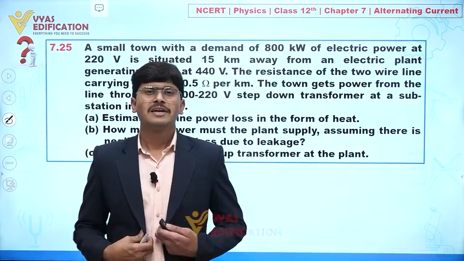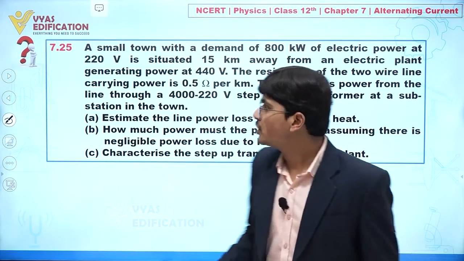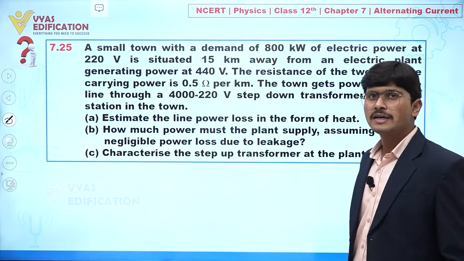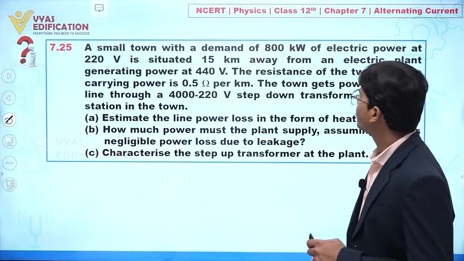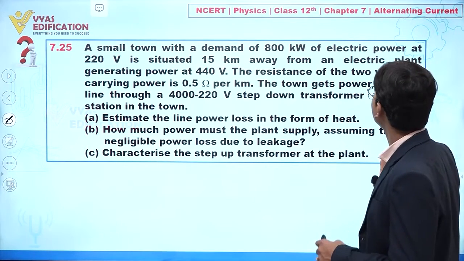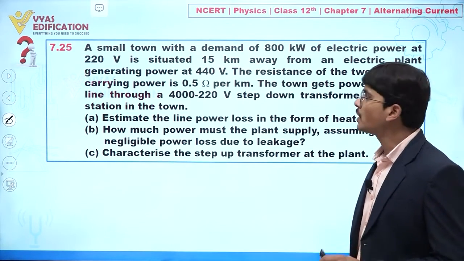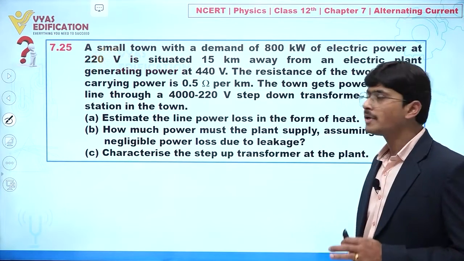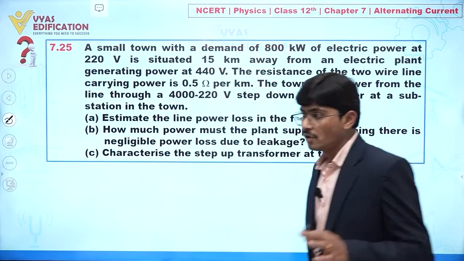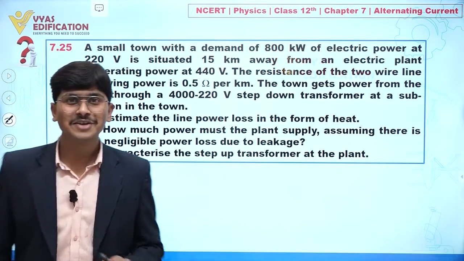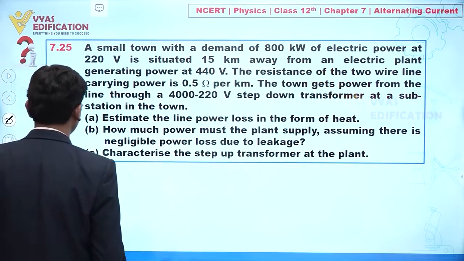Now students, we are going to discuss question number 7.25. In this question it is given that a small town with a demand of 800 kilowatt of electric power at 220 volt is situated 15 km away from an electric plant generating power at 440 volt. So much information is given to you. Let us try to understand, concentrate here.